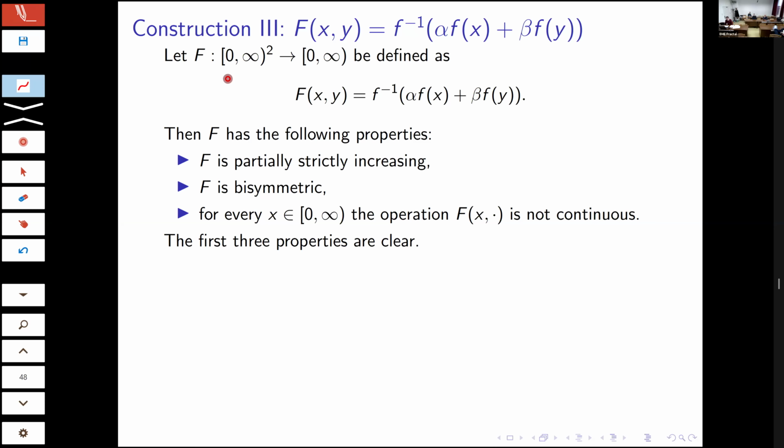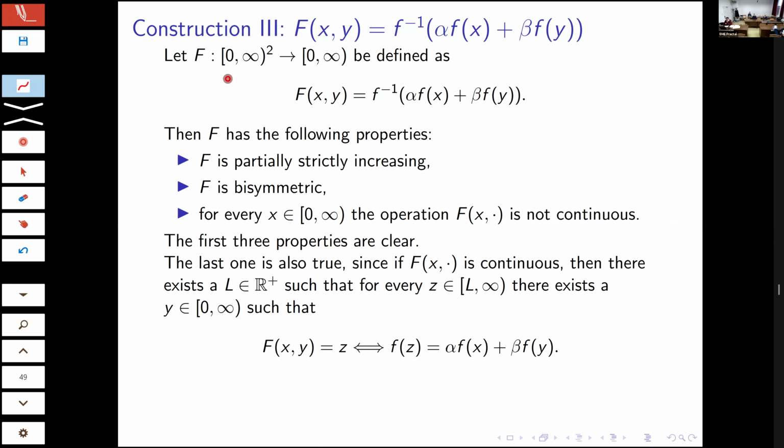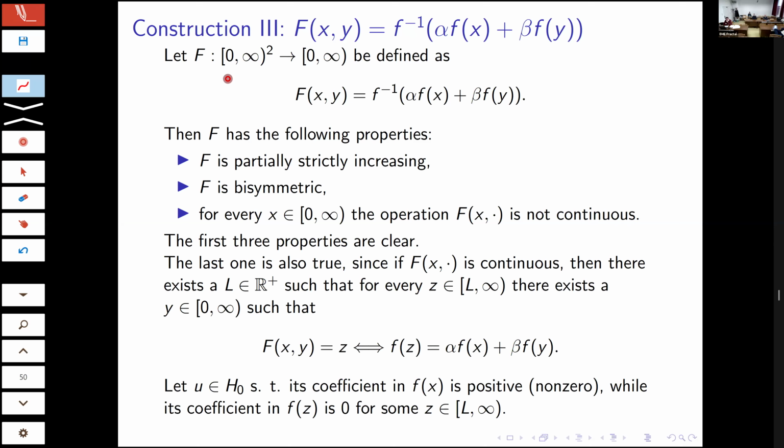So the first three, there was one more, not reflexivity. Yeah, symmetry. If alpha and beta are equal, then it's symmetric for sure. But this one is not clear. So the last one is also true. And if f is continuous, then there exists a capital L such that for every z in L infinity, there exists a y in 0 infinity such that this is true. This means continuity. So this means this property, and this we should discuss a bit.